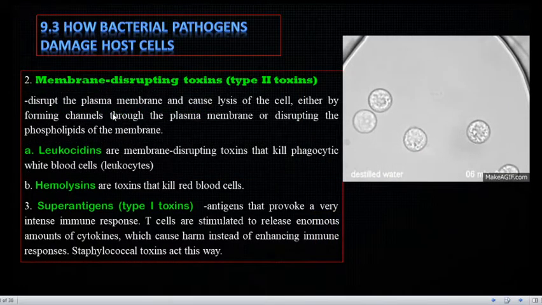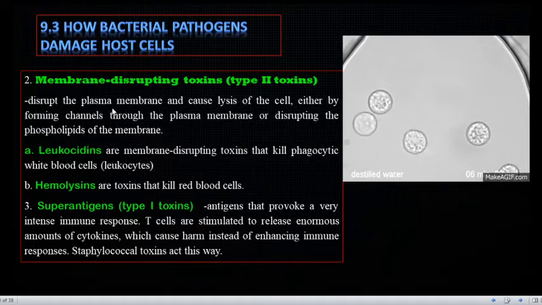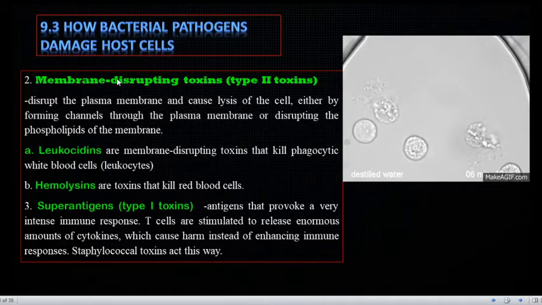Next. So let's go with the second type of exotoxin, which is the membrane disrupting toxins. You can also call this type 2 toxins. In your type 2 toxins class, this disrupts the plasma membrane of your host cell and causes lysis or rupturing of the host cell, either by forming channels through the plasma membrane or disrupting the phospholipid component of the host cell membrane. So, itong membrane disrupting toxins, ang tina-target niya is the plasma membrane. So, it actually has two types.